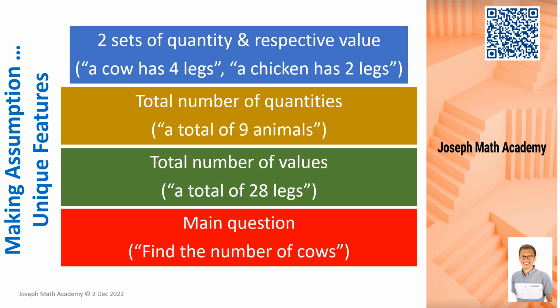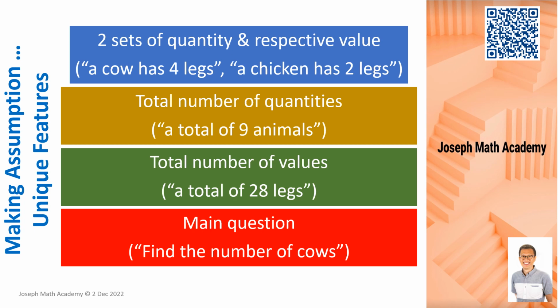Making assumption has unique features. I'm going to use this example of animals in a farm. So in the farm, there are two types of animals, four-legged and two-legged. And we know that the total number of animals is 9, and the total number of legs is 28. And our main question is to find the number of cows. So you should find this familiar.